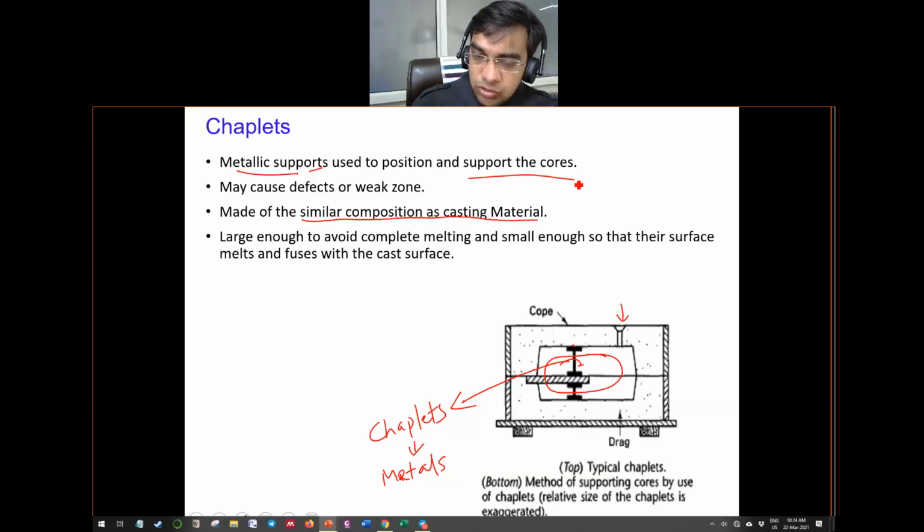large castings. In large castings where the size of the cavity is big, the core print alone, and here we also have the core print, may not be sufficient to hold the core. In those scenarios we use chaplets, which are metallic structures that support and position the core inside the cavity. They should not be very different from the material being cast, and they should not be so large that they do not melt completely, or so small that they fuse on the surface of the cast product. So an optimum size has to be selected.